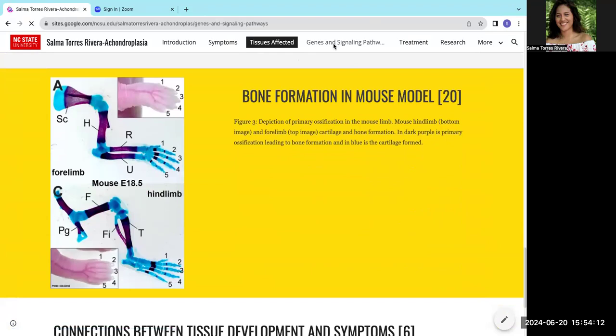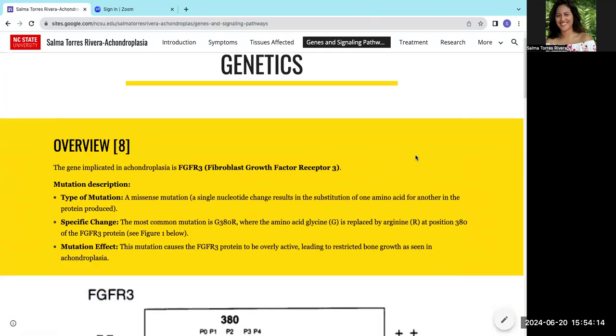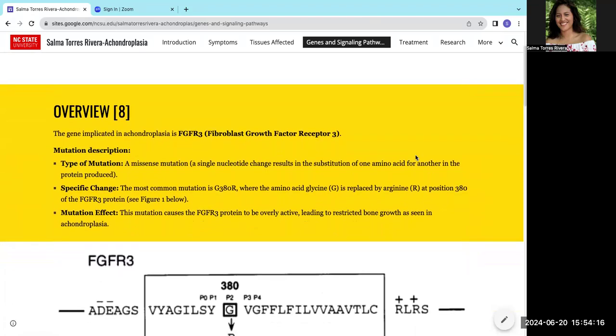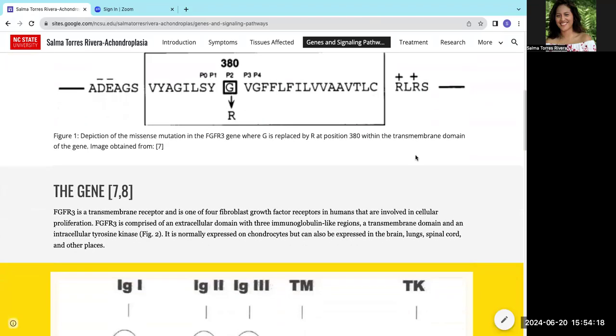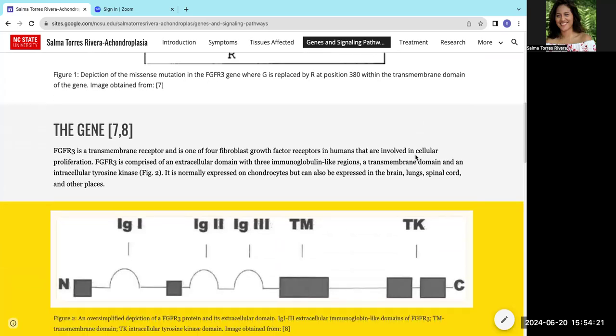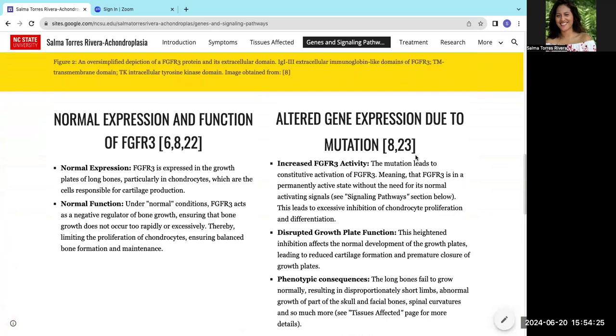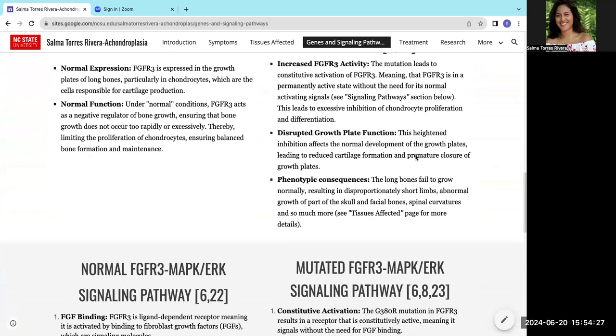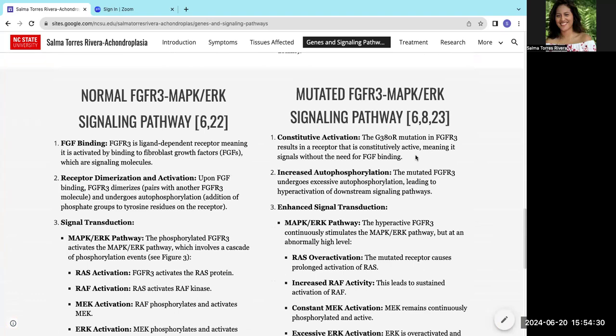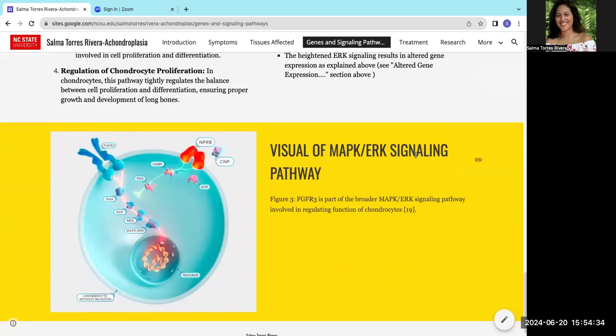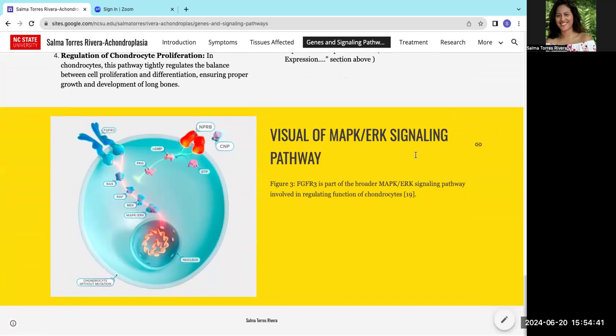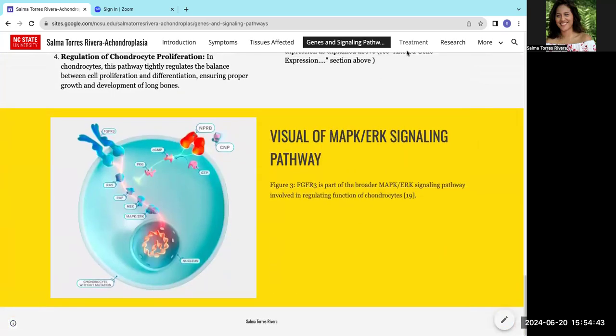And for genes and signaling pathways, again, I wanted to provide an overview of the mutation seen in achondroplasia, what the gene is, what it's related to, its extracellular domains, and then again, a side-by-side view of normal expression versus altered expression, normal signaling pathways versus altered signaling pathways. I thought this was a pretty good visual to see the MAPK-ERK signaling pathway. It has a very intense cascade in my opinion, so I thought that was a good visual to show that.